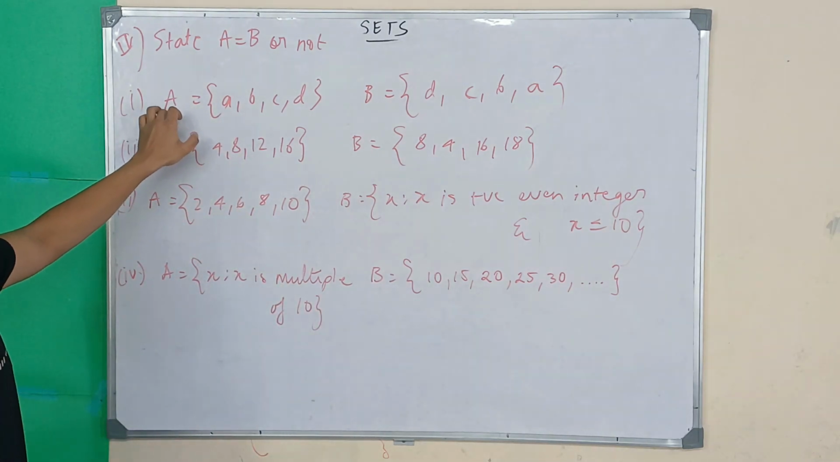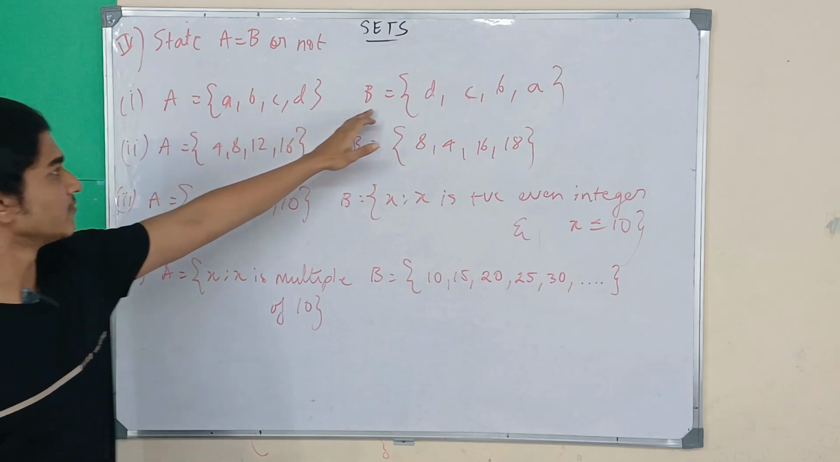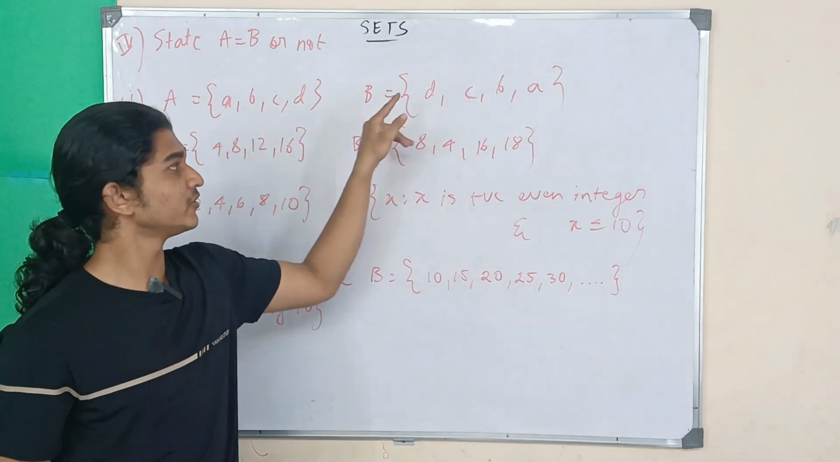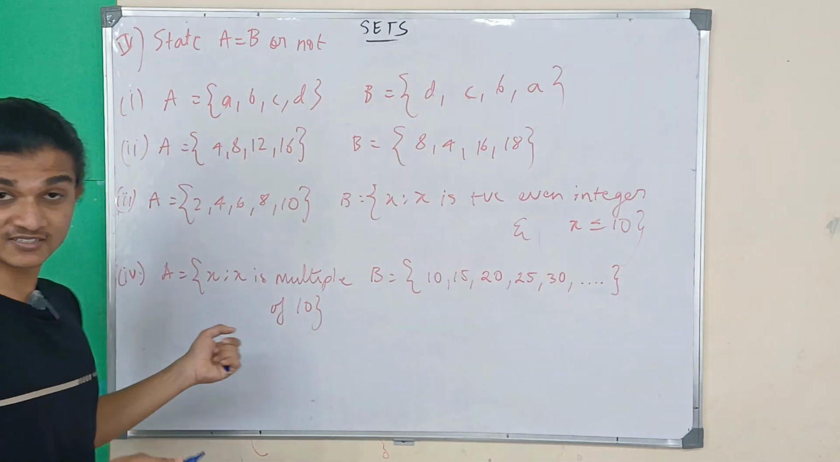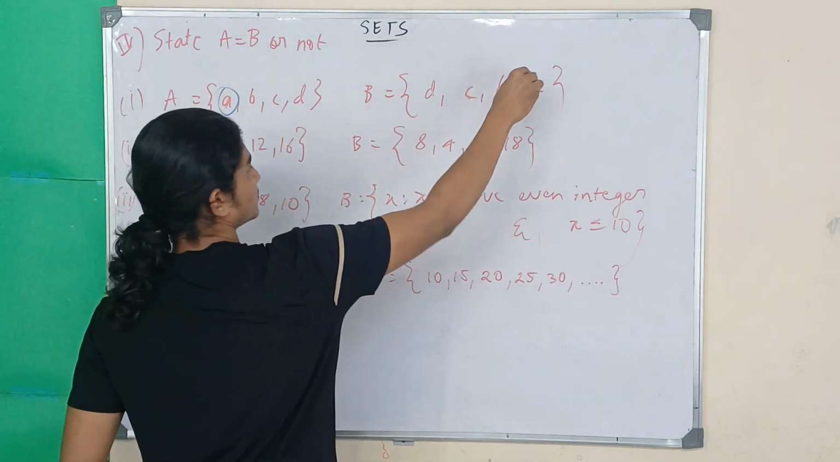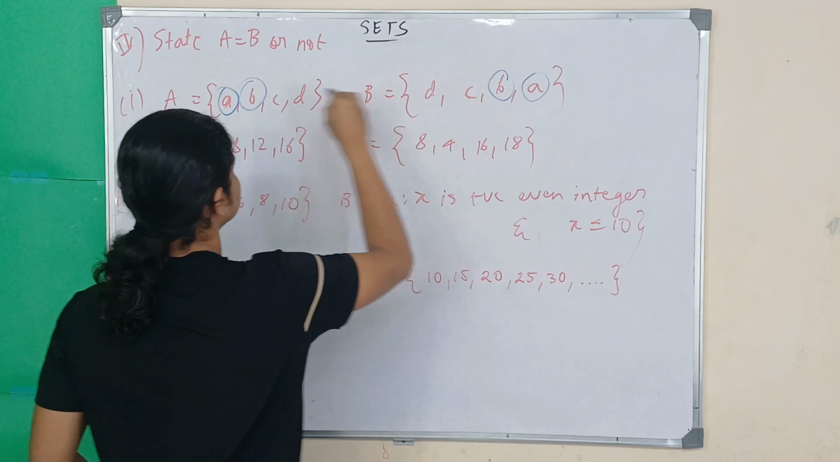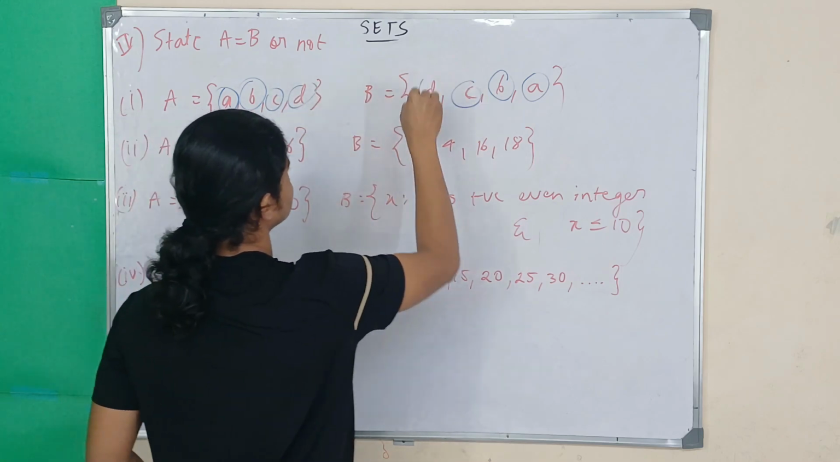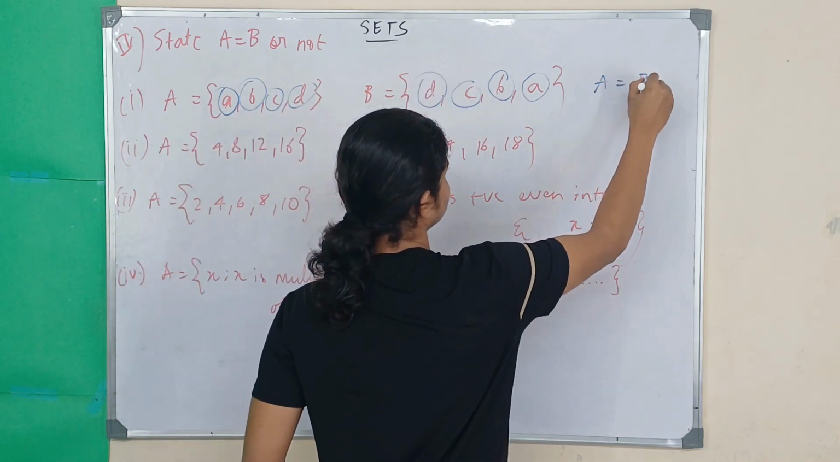So the first one is A equal to {A, B, C, D}, whereas B equal to {D, C, B, A}. Here you can see it's kind of shuffled, but let us see whether every element is there or not. So A is there, yes. B is there, yes. C is there, yes. D is there, yes. So I can say A is equal to B.